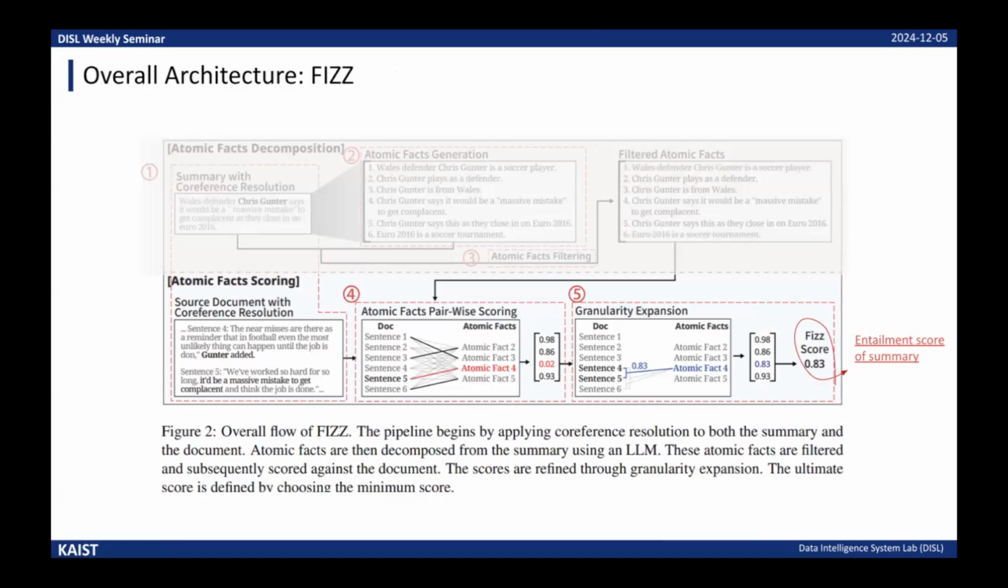Through the previous steps, we've generated atomic facts and filtered out all but the most relevant ones. In the next step, we calculate the factuality score between these atomic facts and the original document to determine the overall factuality score of the summary.